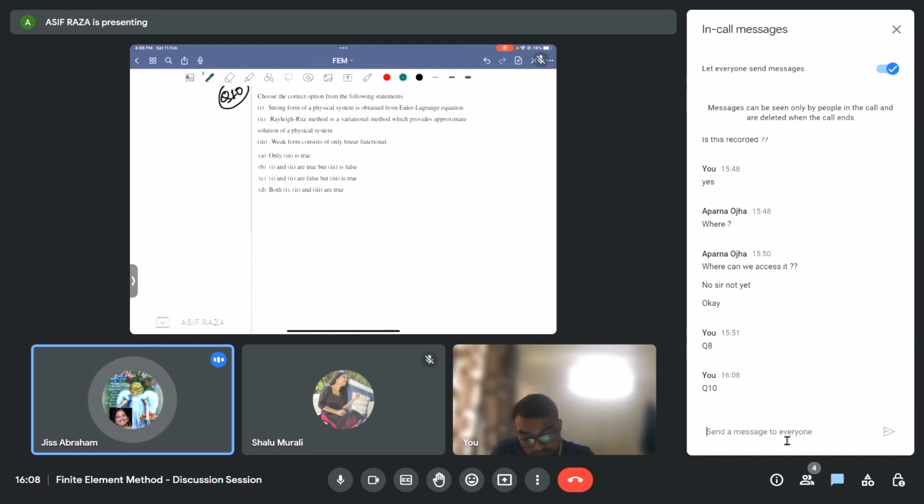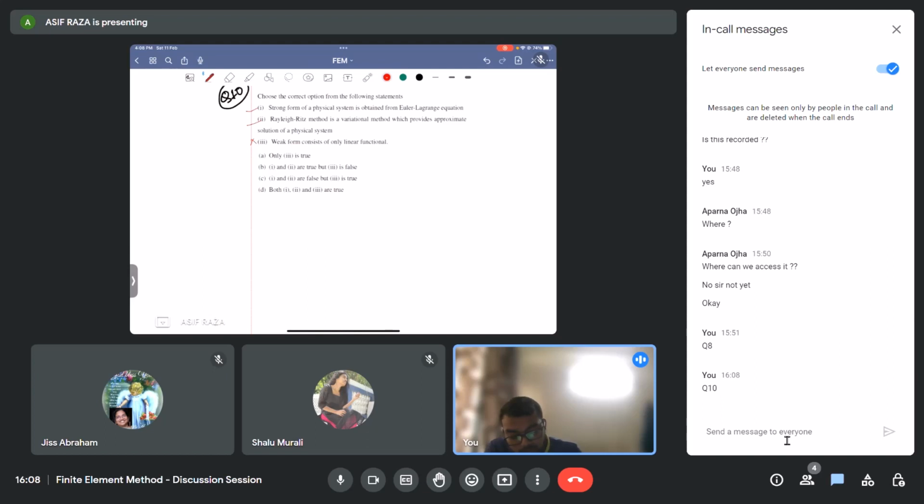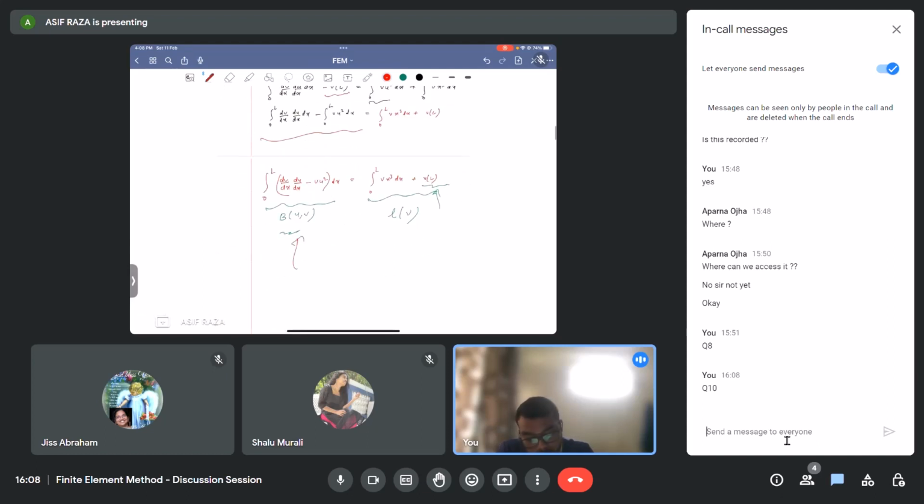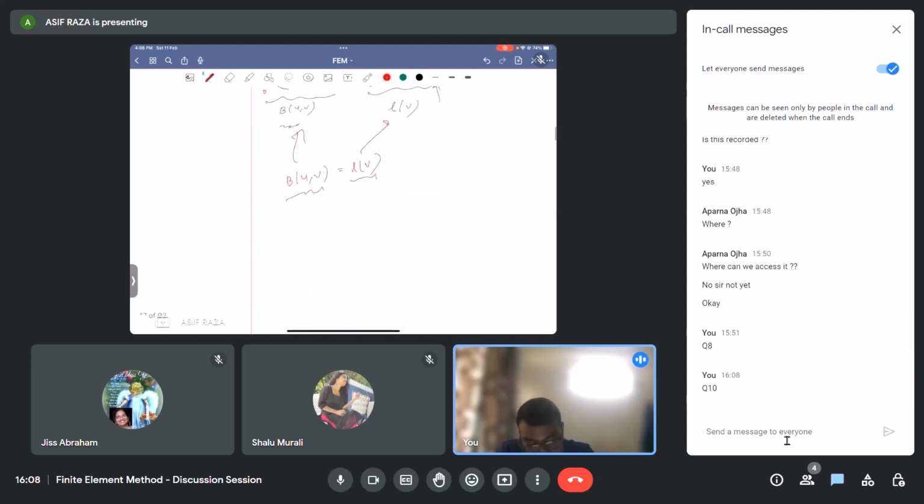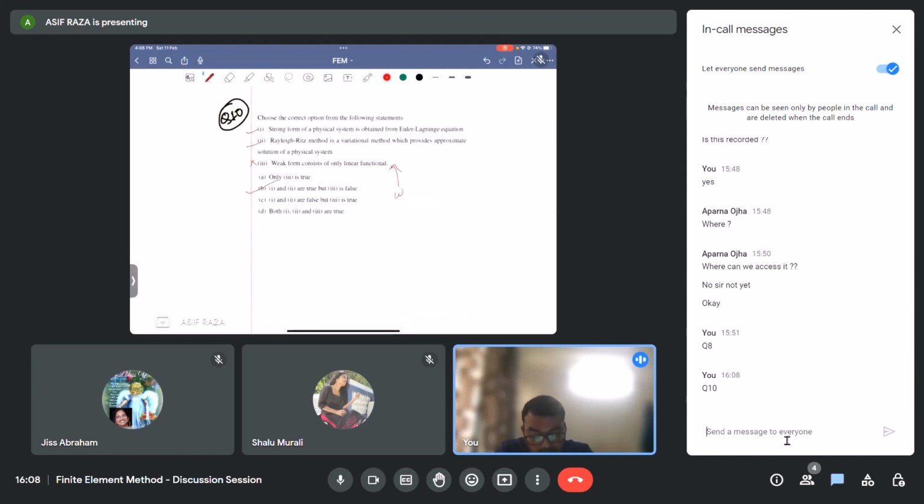First one is true. Second one is also true. Third one is false. Bilinear can also be. Yeah, you got it correctly. So with that regard, option B would be the answer. You got it correct that the weak form does not consist only of linear functional, it consists of bilinear terms too. Weak form has bilinear and linear, both terms are there, right? So yeah, you're correct.